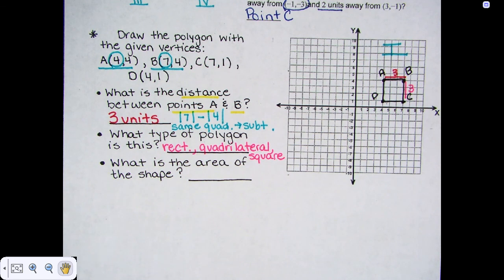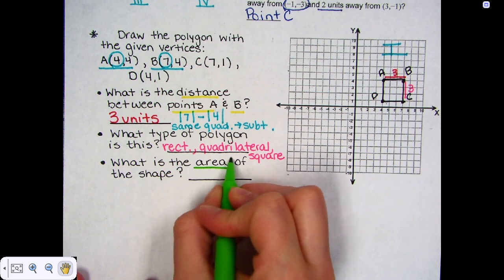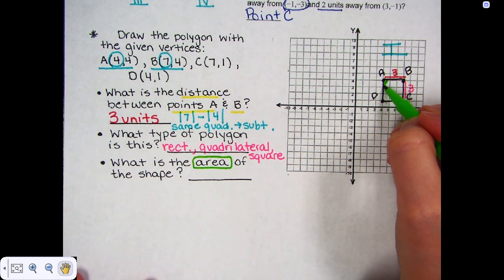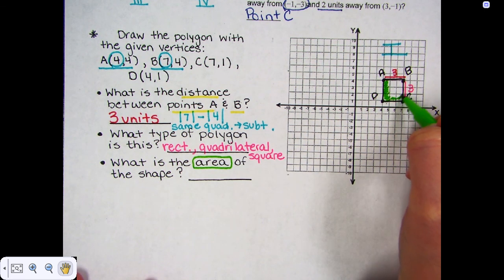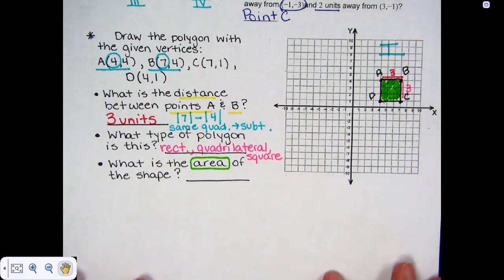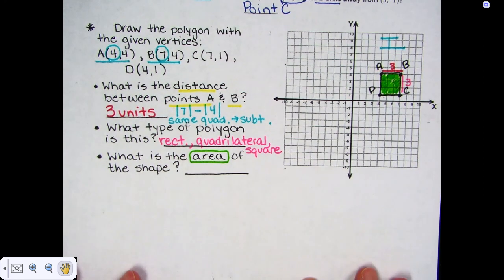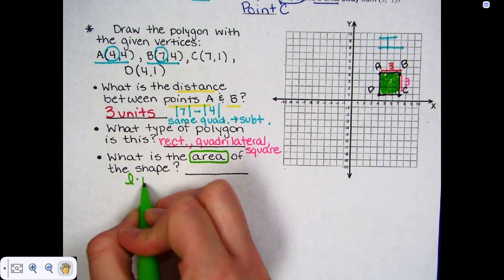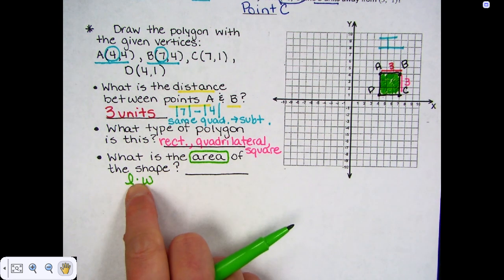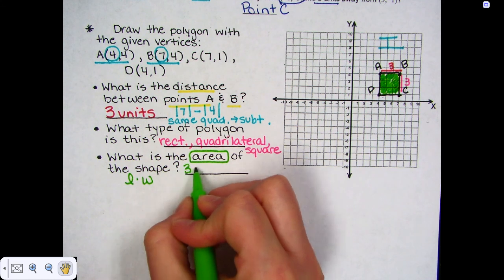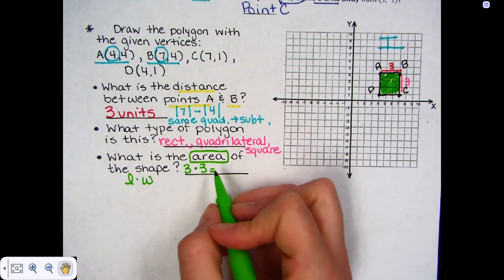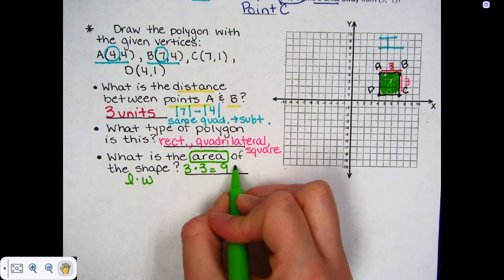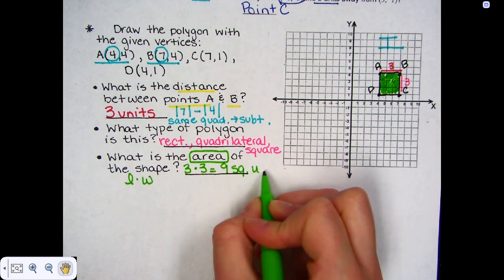Then finally, what is the area of the shape? If you recall, area is the number of square units it takes to cover the space. You will need to know this for that Mr. McDunk paper. It's called Get Moving. So I would have to take the length and multiply it by the width. Remember, the dot means times. So if it's 3 by 3, then it gives me an area of 9. 9 square units.